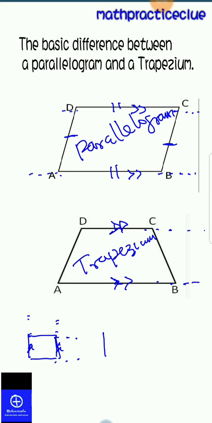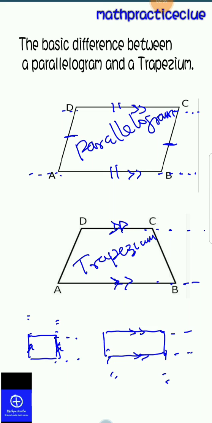And this can also go for a rectangle. So this can be stretched, this can be stretched, and this can be stretched, so they can never meet. So it can be a special kind of parallelogram.